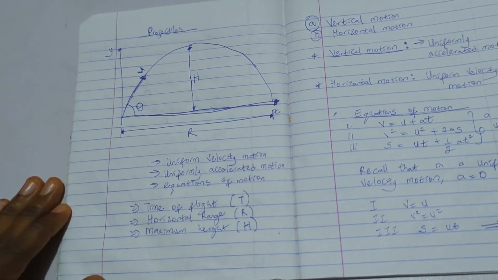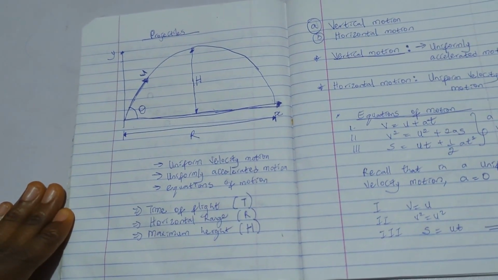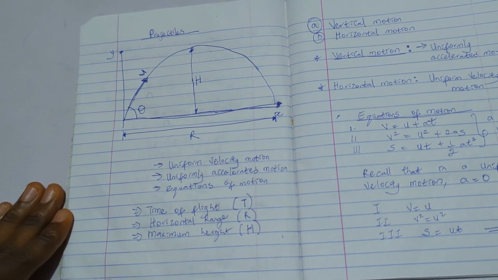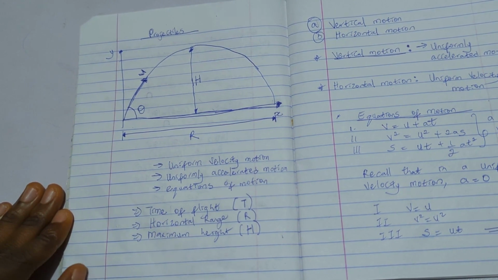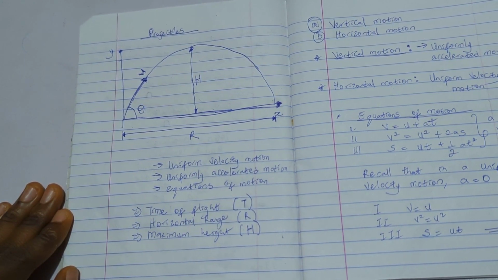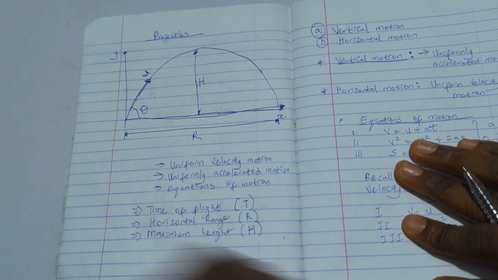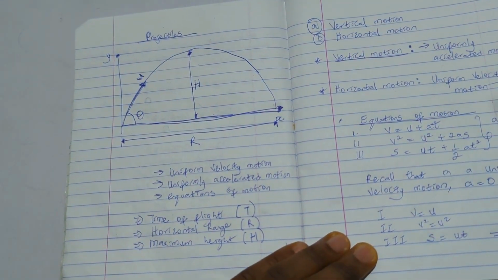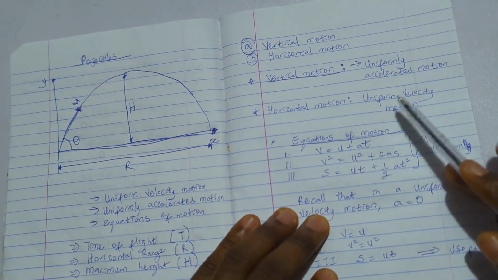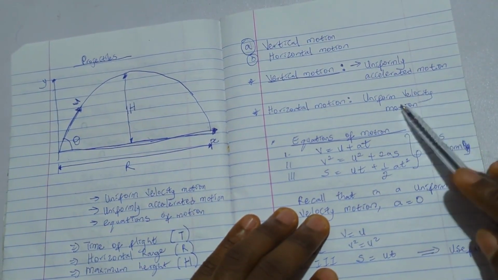Alright, so let's get back into this video on projectiles. The first thing is that we understand that your projectile motion is split into two different motions occurring at the same time, the vertical motion and the horizontal motion. One thing you should note is that your vertical motion is a uniformly accelerated motion, while your horizontal motion is a uniform velocity motion.